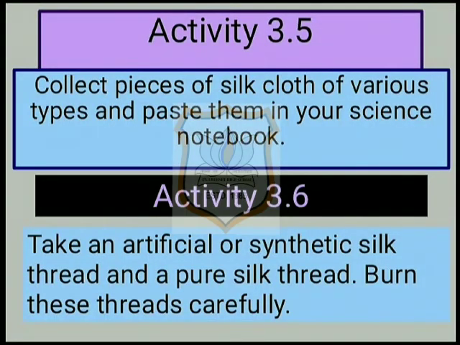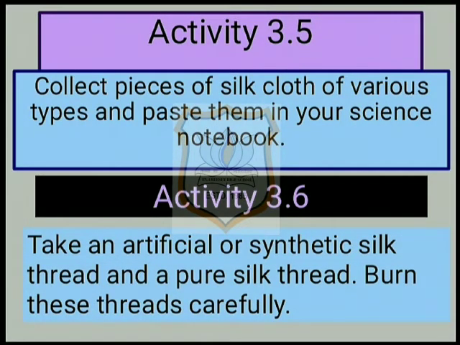Now we will discuss some activities. First we take activity 3.5. Students, collect pieces of silk cloth of various types and paste them in your science notebook. You can find them in a tailor's shop. You can take help of your mother and aunt to identify the types of silk such as mulberry silk, tussar silk, eri silk, muga silk, etc.